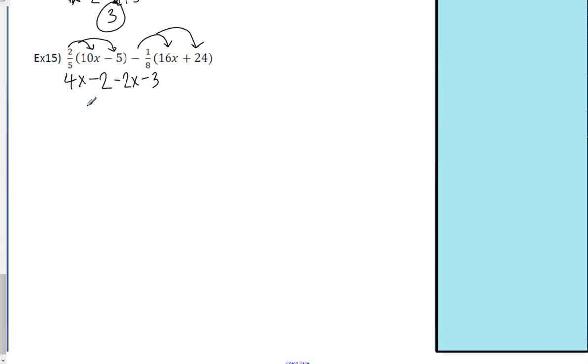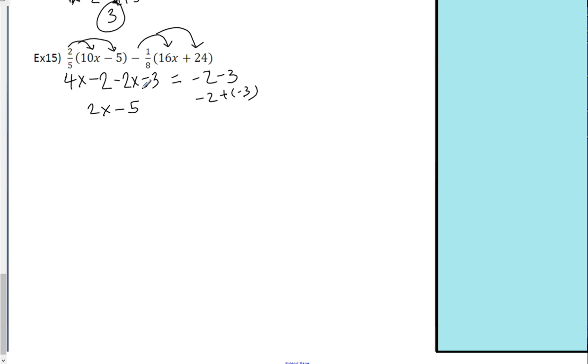Okay? Right here, 4x minus 2x is 2x. -2, minusing 2, then minusing 3. If you think about it for a minute, if you're subtracting 2, then subtracting 3, it's a -2 plus a -3. That's going to be a -5. And there you have it, distributive property.